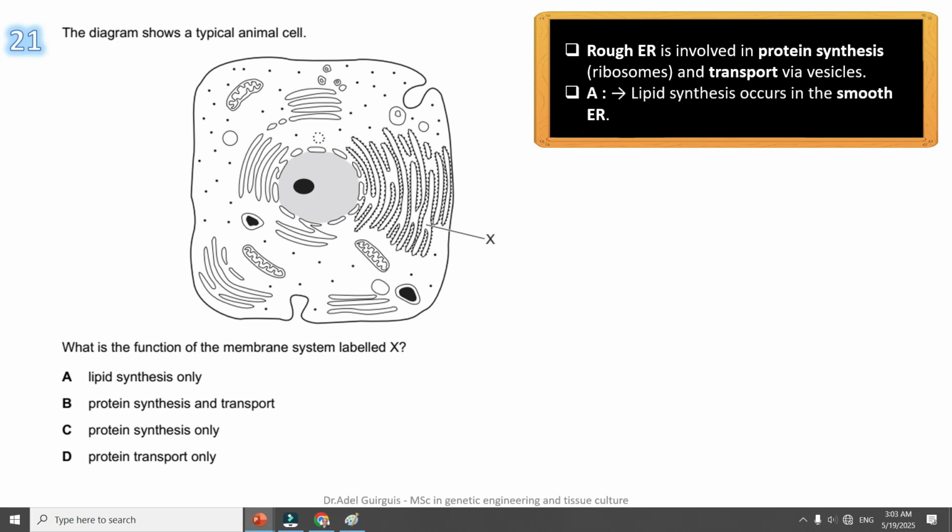Now, for letter A. A is considered smooth endoplasmic reticulum. This is for smooth endoplasmic reticulum. Lipid synthesis occurs in the smooth endoplasmic reticulum. So the answer is B.